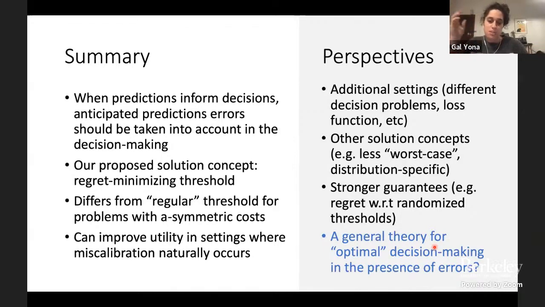It's also natural to think about stronger guarantees. For example, what about regret with respect to a richer class of thresholds, maybe randomized thresholds? And finally, at a very high level, is there some general theory for optimal decision making, specifically in this regime of errors in my modeling stage, and how to optimally take these into account? Okay, good. So that's it for today.